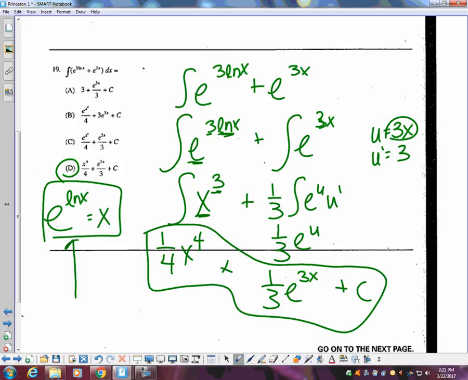Okay, so we couldn't have done this problem if we didn't remember that e to the ln of x is x. Or e to the ln of something is the something. That's the rule.